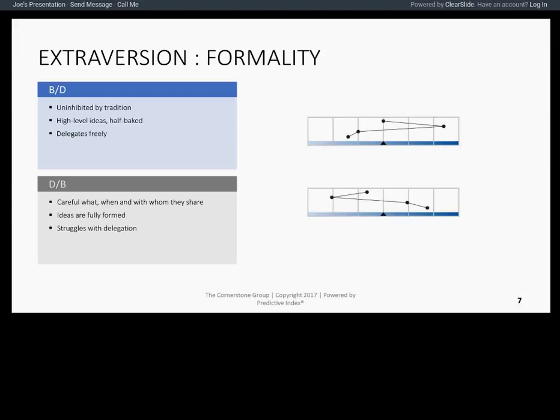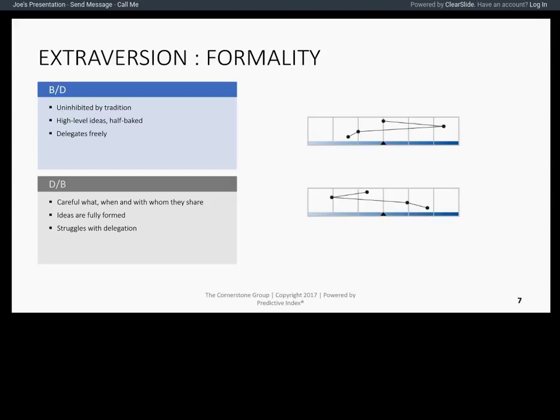Next up is extraversion and formality, so the B drive and the D drive. Folks that are high in extraversion and low in formality tend to be really uninhibited by the traditional way of doing things. They tend to share things at a high level. Often those ideas can come across as half-baked because the details aren't as important to them, and they tend to delegate very freely.